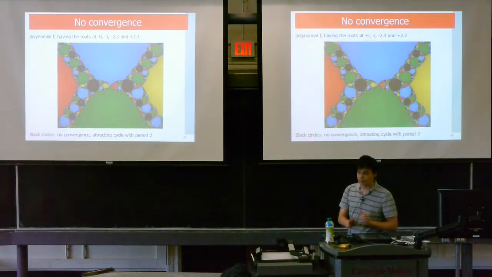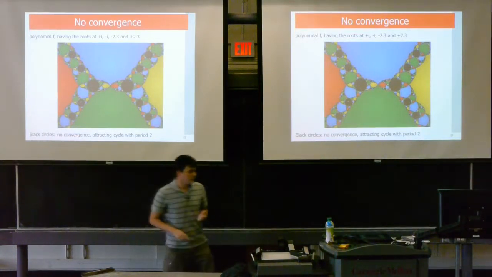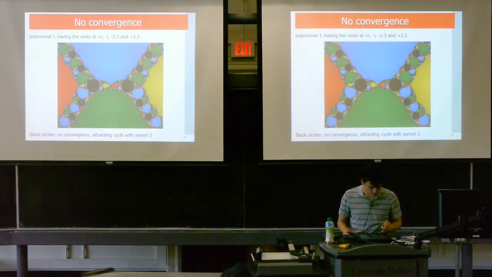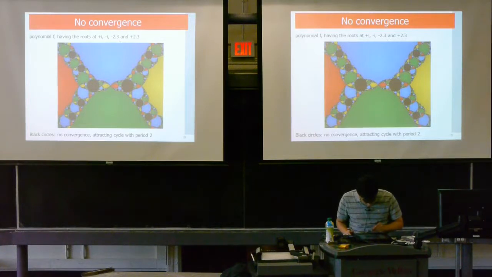Okay, here is another example where black just means that Newton's method didn't converge. So here the polynomial had roots at plus i, minus i, minus 2/3 and plus 2/3. So you can see that this is minus i here, right? This is plus i here. This is plus 2/3, and this is minus 2/3.